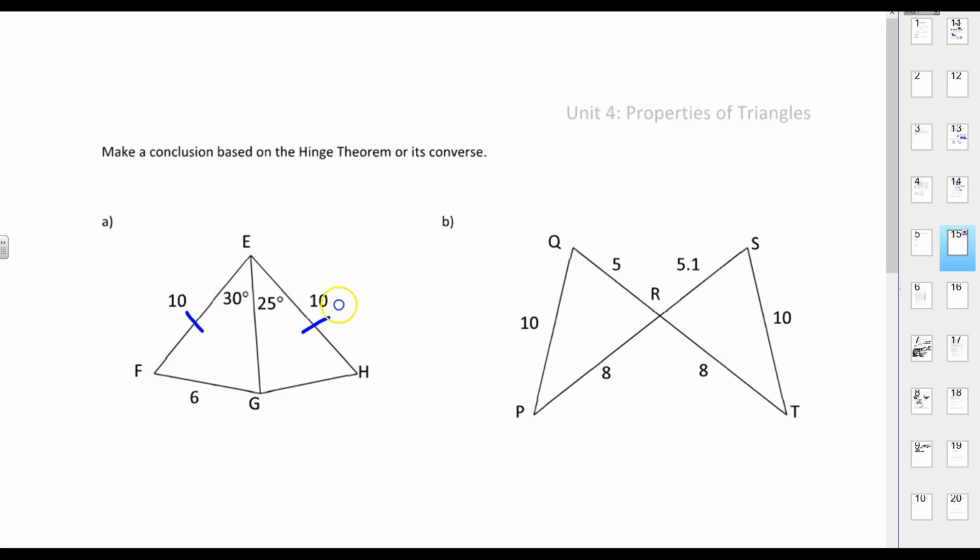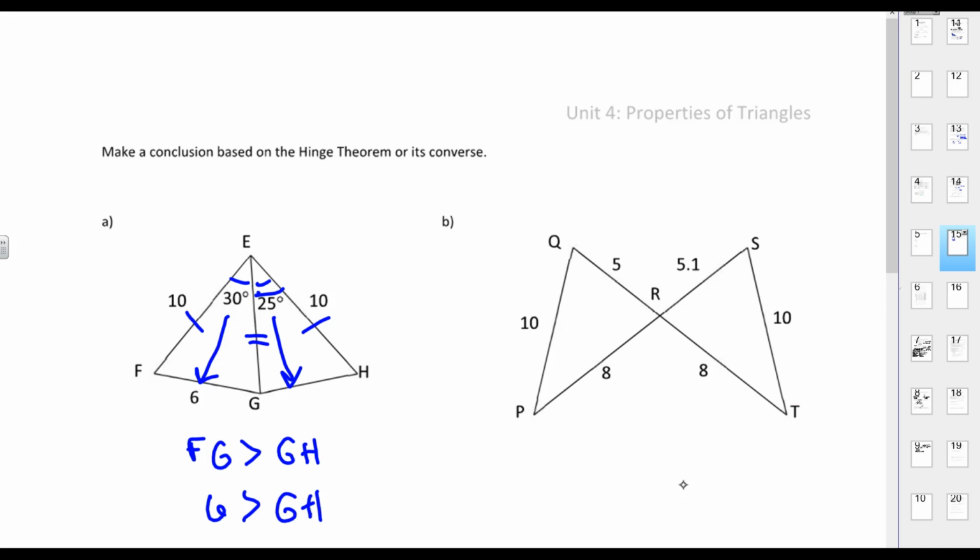Well, here, the 10 is congruent to the 10, and there's a shared side, so the angles in question are up here. Now, they're not actually congruent, so I'm not going to mark them as congruent, but I want you to recognize that those are the two angles we're dealing with. Well, the 30 is across from a 6, and the 25 degrees is across from GH. Well, because 30 is larger than 25, then FG must be bigger than GH, and I know FG is 6, so 6 must be greater than GH.